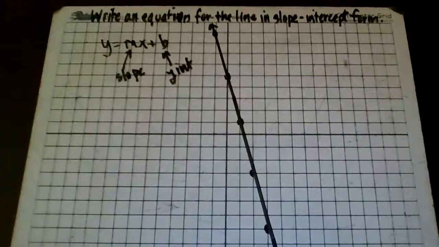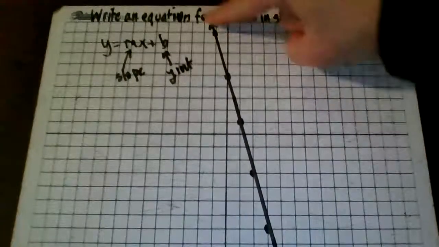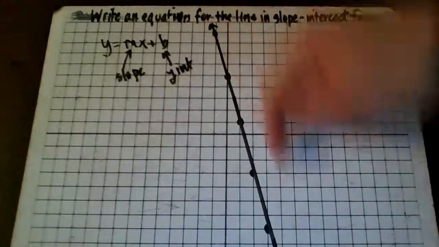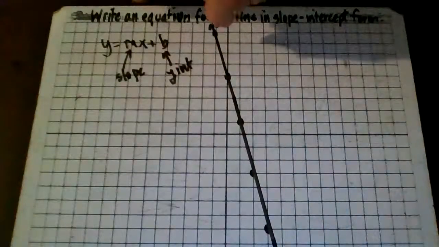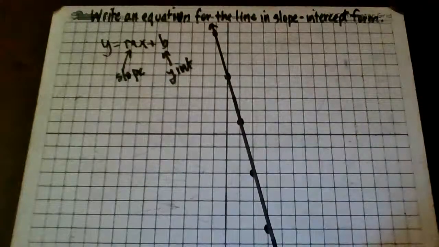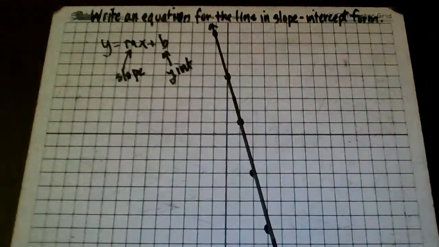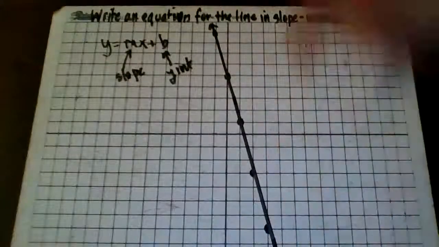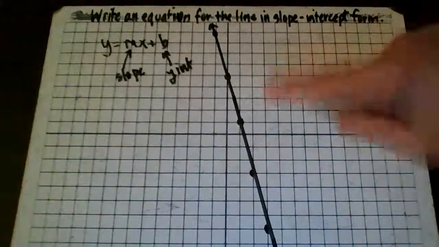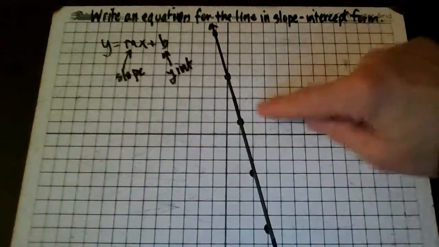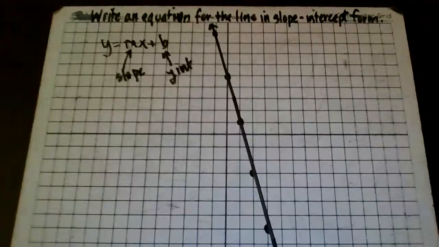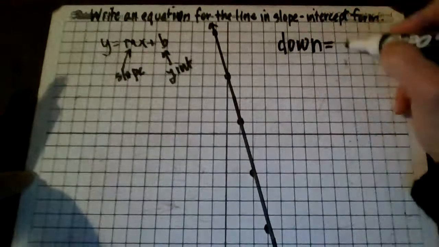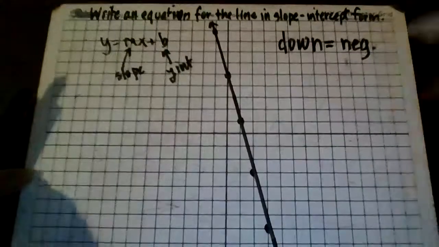Before I do the slope part, though, I need to look at this line. As you see, this line is going down. It's going from the left-hand corner down to the right-hand corner. So that means it is a negative slope. If I were sledding, this would be going downhill. I'd be going down the hill sledding. So therefore, that means this slope is going to be negative. So the slope of the line is going down, which means it's going to be negative.